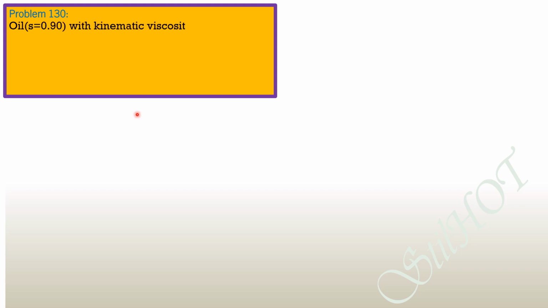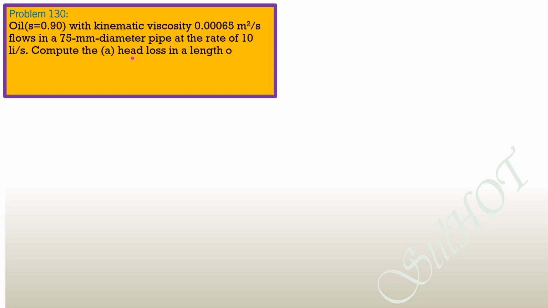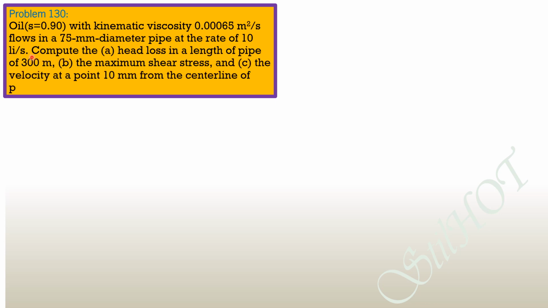Problem 130, oil of specific gravity 0.9 and with kinematic viscosity of 0.00065 square meter per second flows in a 75 millimeter diameter pipe at the rate of 10 liters per second. Compute part A, the head loss in a length of pipe of 300 meters, the maximum shear stress, and the velocity at the point 10 mm from the center line of pipe.